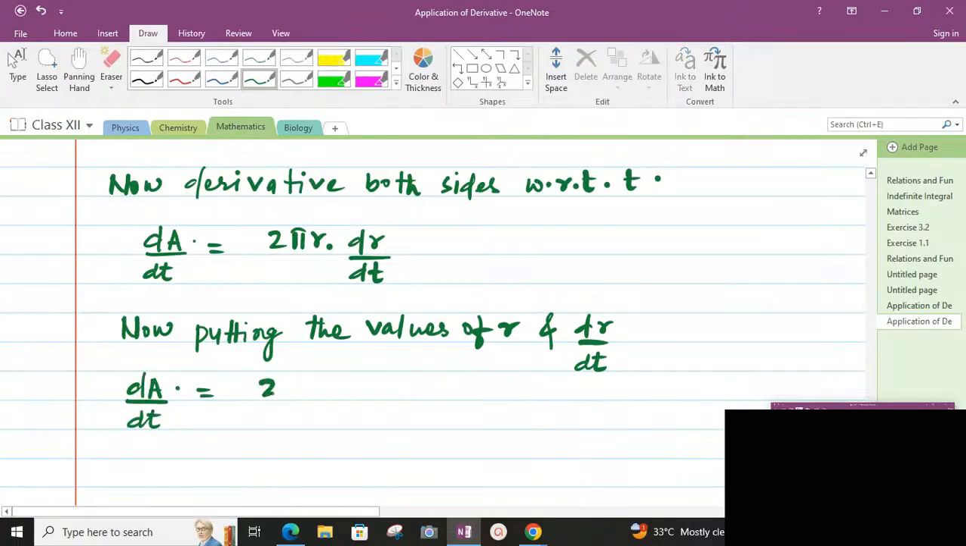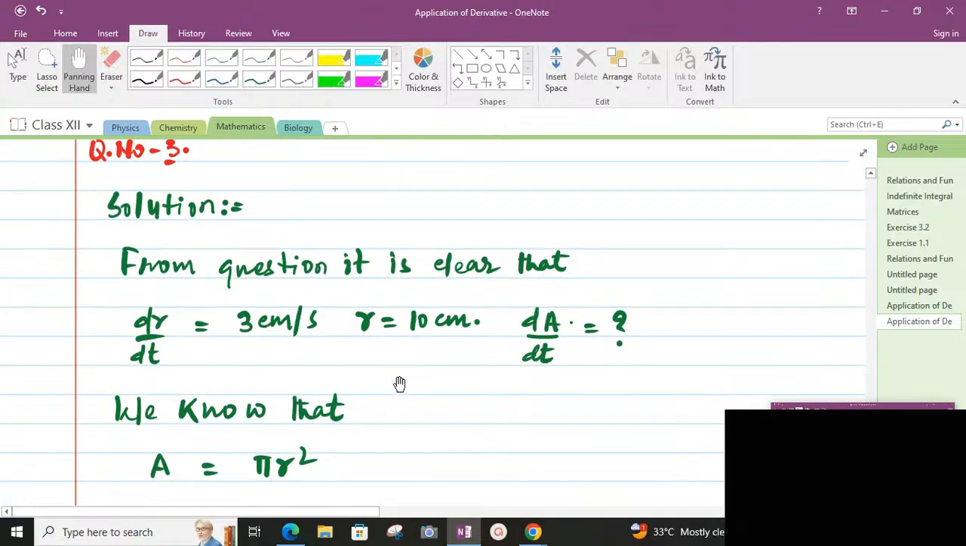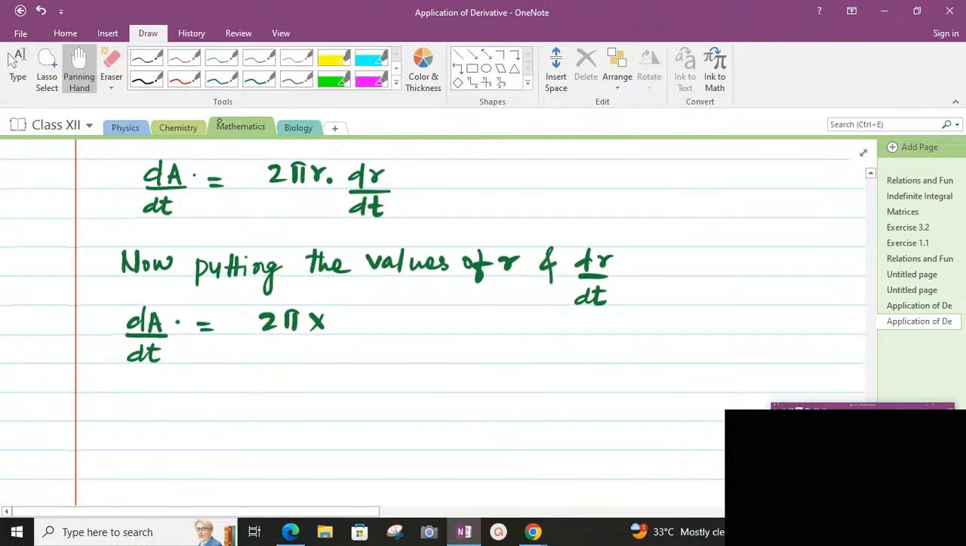dt equal to 2 pi into 5 and the value of r is 10 centimeters. The value of dr by dt is 3. So we write down 2 pi into 10 and the value of dr by dt is 3. After the multiplication we get here 60 pi, and the unit of A is centimeter square and the unit of time is second. So this one will be the answer.